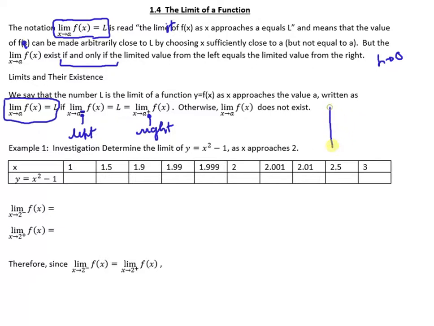What that means is if we have a function, and we're looking at this point here, which we'll call a, we're coming in from the left, and if we're looking from the right, we're coming in from the right. As long as those two approach the same number, then that is our L. That is our limit. Okay, so let's do a little investigation.